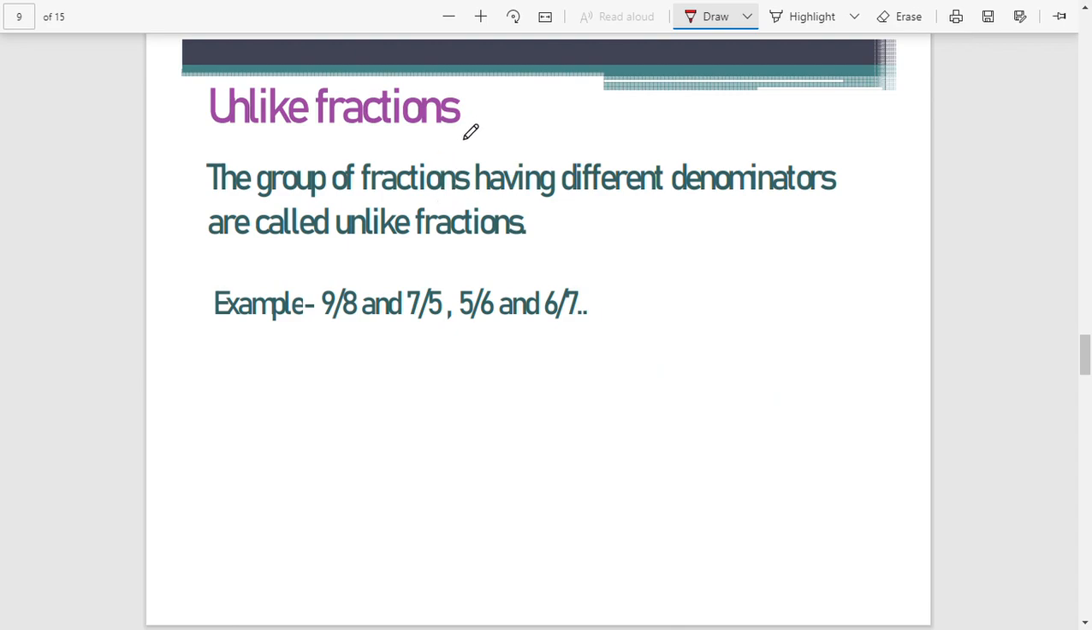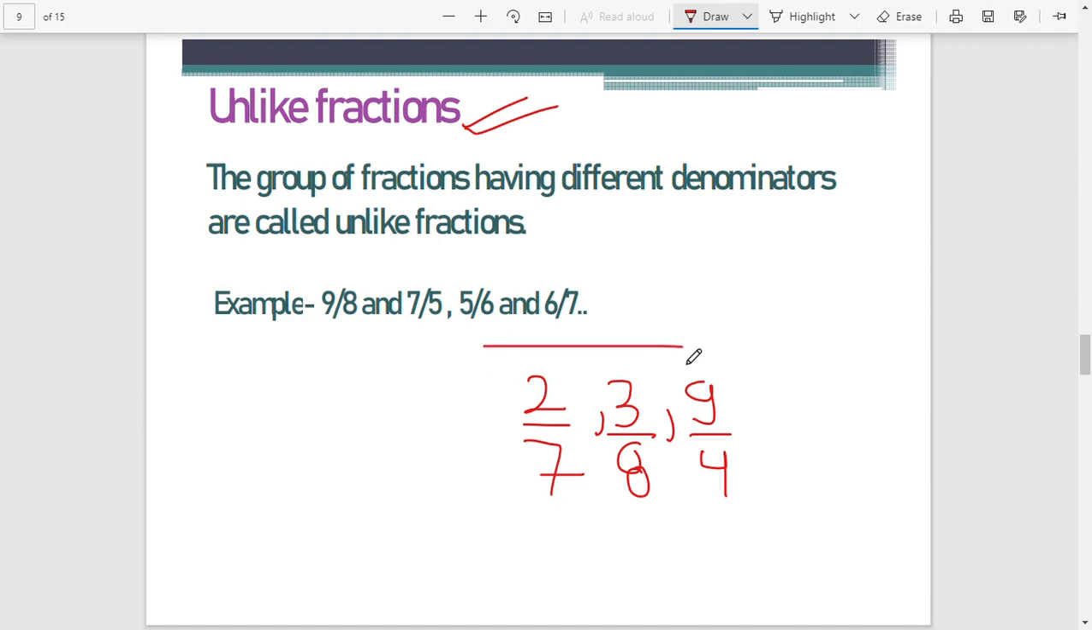So let's move to the unlike fraction. It is simply the opposite of like fraction. Let's take a group of fractions like 2 upon 7, 3 upon 8, and last we can take 9 upon 4. This is a group of fractions.